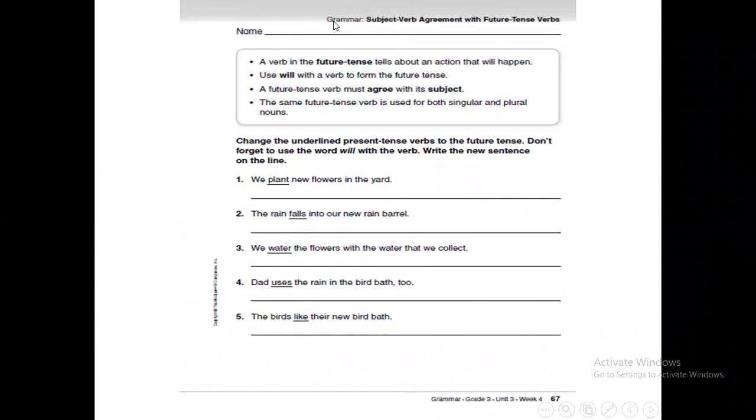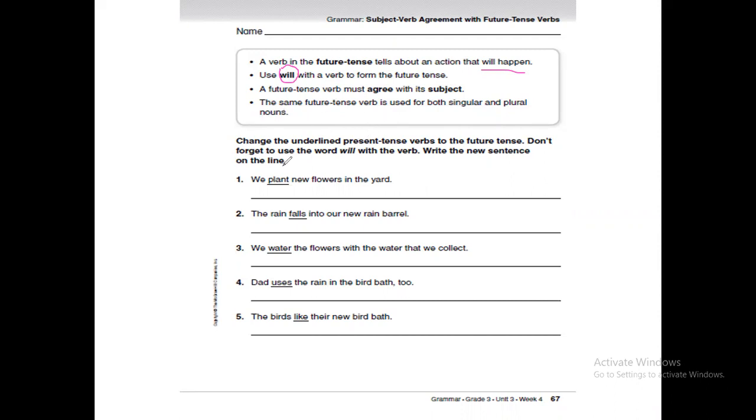Turn your page. Now let's read the books again. The verb in the future tense tells about an action that will happen. We use will with the verb to form the future tense. We're going to use will before the verb. The future tense verb must agree with its subject. That means we're going to use will with singular and plural subjects. We're going to use will with all the subjects. The same future tense verb is used for both singular and plural nouns.